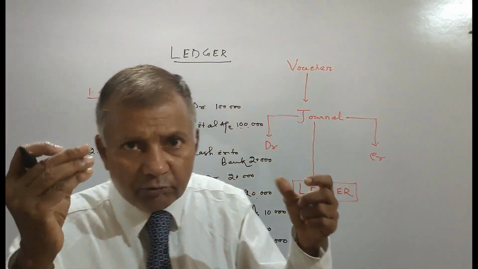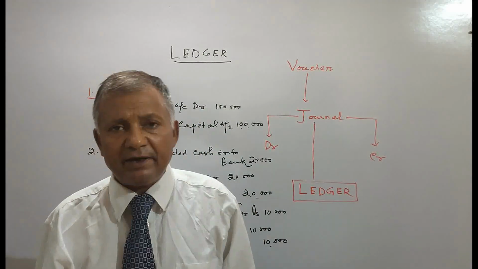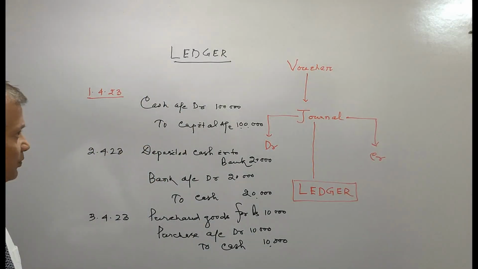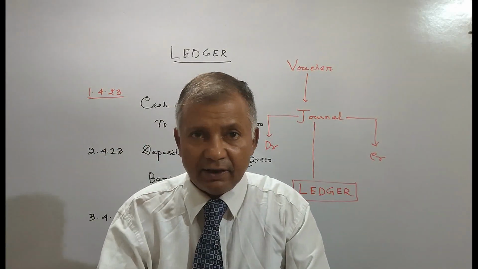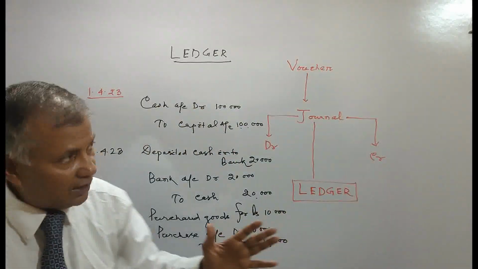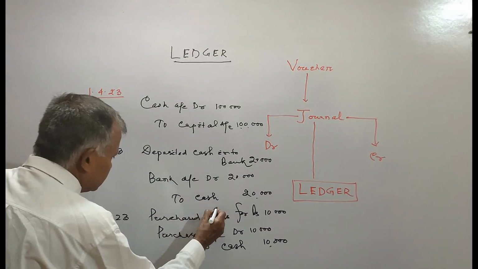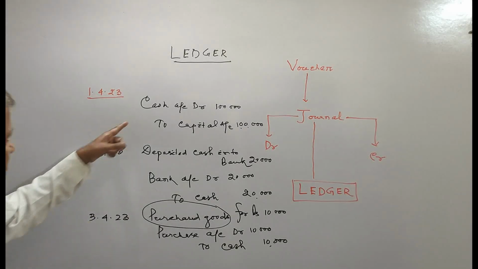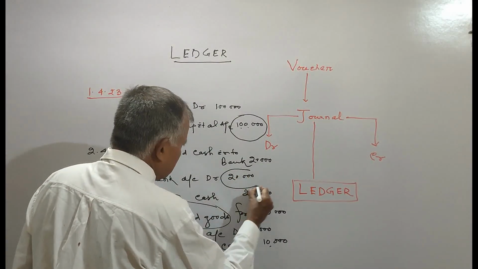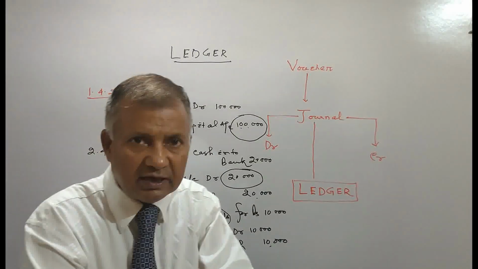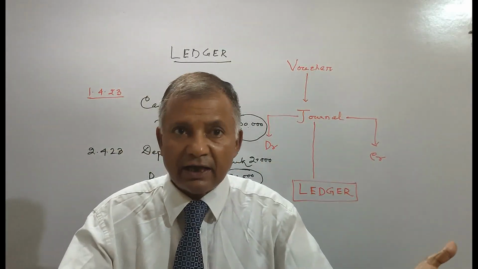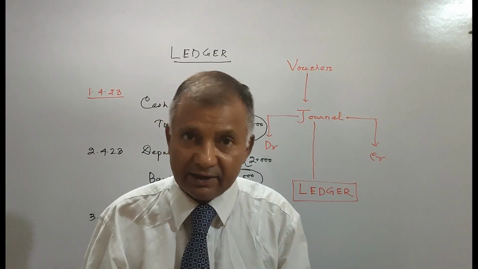Every day, not only one entry, in a day there may be thousands of entries. In a big business there may be lakhs of entries in a day. But from looking at the journal, I cannot say how much is my purchase throughout the year, how much is the capital contribution, how much is my bank deposit, what is the closing balance in the bank, what is the closing balance in cash. By looking at the journal, we cannot say instantly. Right?